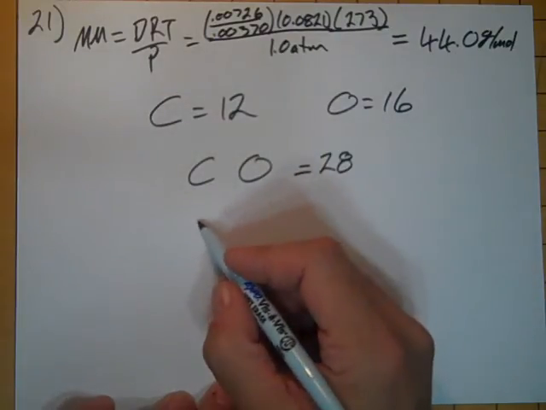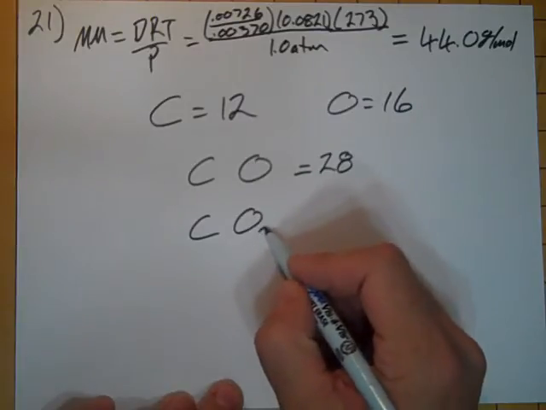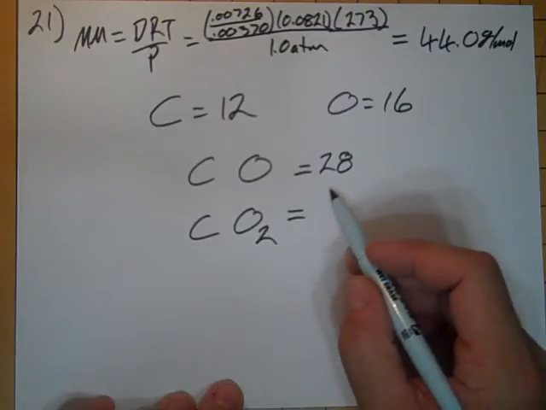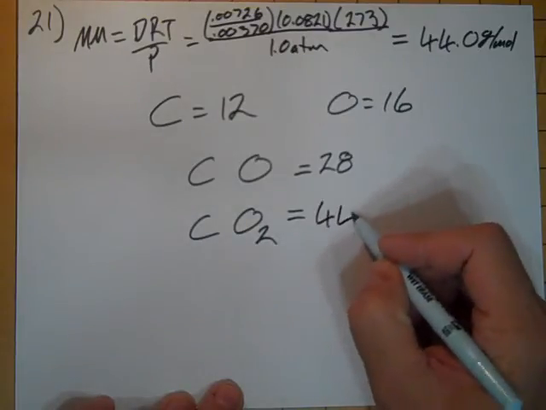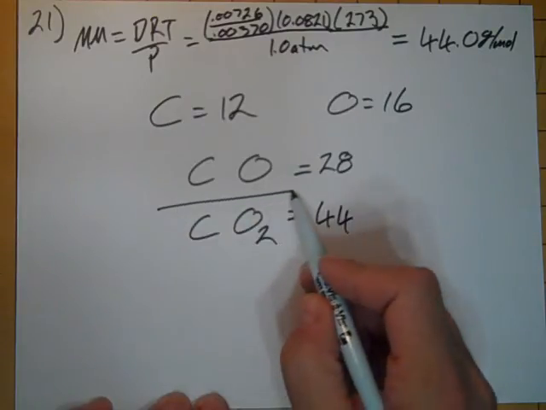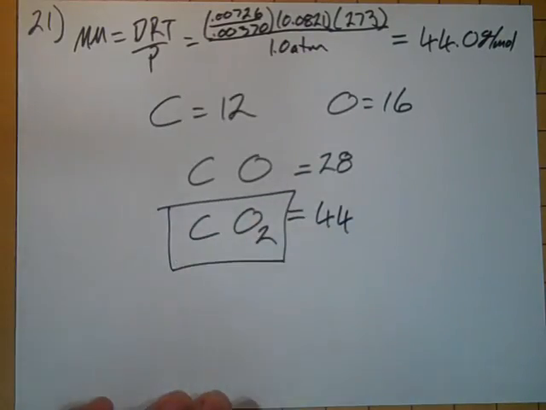So let's put a second oxygen on it instead. 28 plus another 16 happens to be 44. So, since I know that it's only got carbon and oxygen in it, I can determine that this unknown gas has to be carbon dioxide.